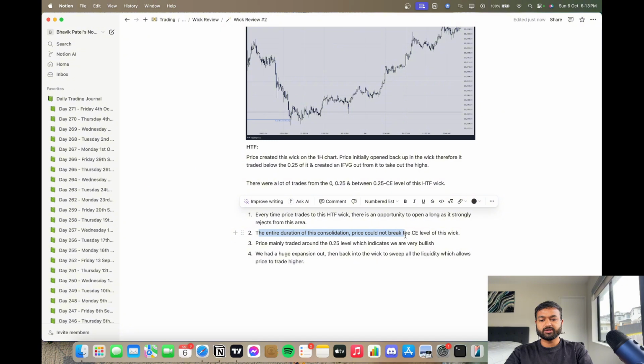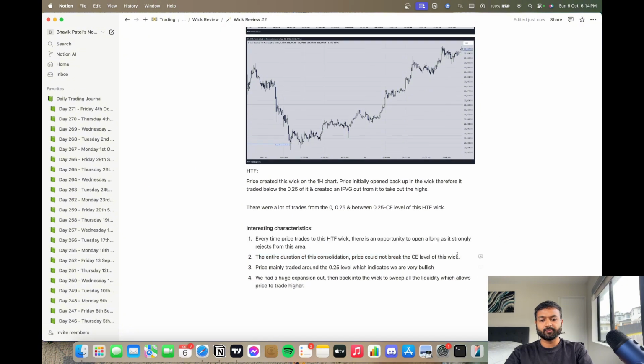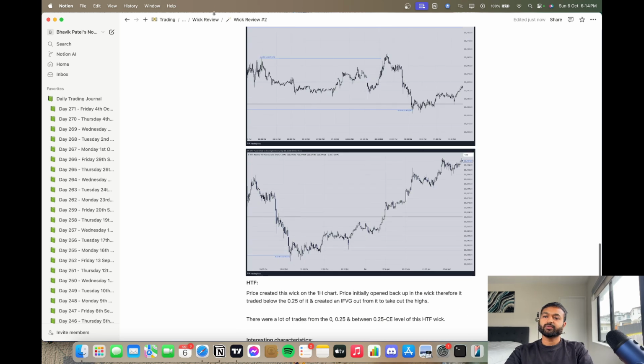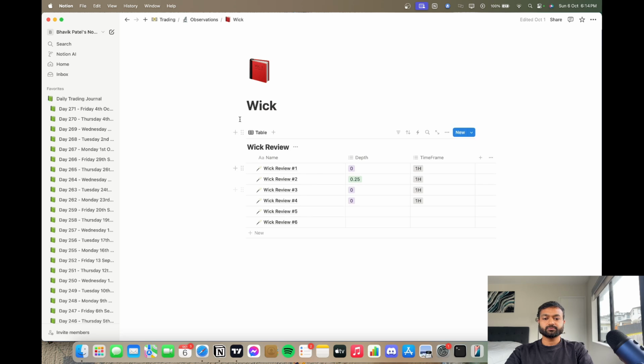And then the entire time, price did not break the consequent encroachment. So let's say I'm looking from a higher time frame perspective, I expect the consequent encroachment level not to be broken from the 1 minute if I'm looking at a 1 hour wick on its first touch. So yeah, I think this is going to be very useful.